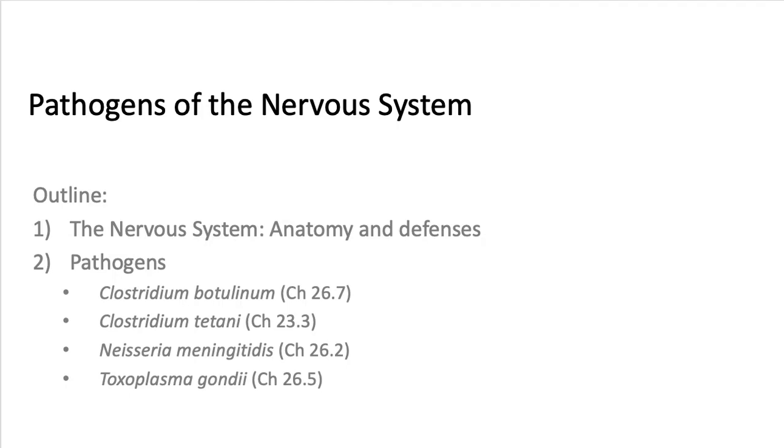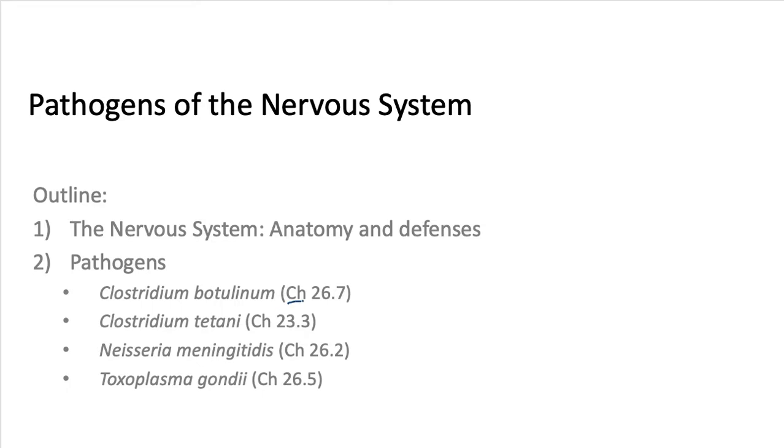Hi everyone. This is going to be our last lecture for week 13. We're going to be talking about pathogens and infections of the nervous system. The central nervous system will include the brain and the spinal cord. The peripheral nervous system will include the nerves and also some of the neuromuscular junctions where nerve cells meet muscles. So we'll begin with an overview of the nervous system and then move on to the pathogens.